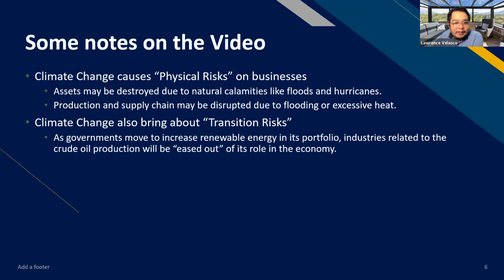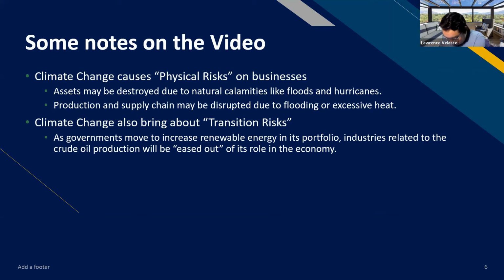If there are more calamities, assets will be destroyed because of calamities. If there are more floods, your warehouse, for example, can be flooded. And if your warehouse is flooded, therefore your inventories are all destroyed. So those are called physical risks kasi lahat sila related to the physical manifestation of climate change, which is a change in weather patterns, and a change in weather patterns which results in natural calamities. There could also be disruptions in supply.